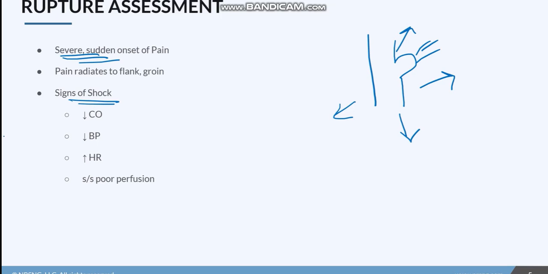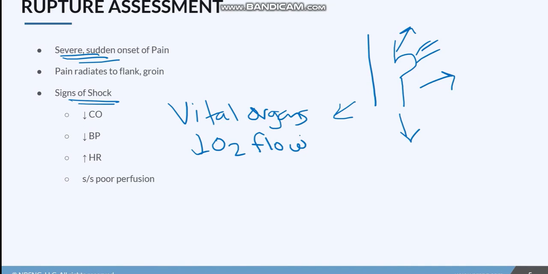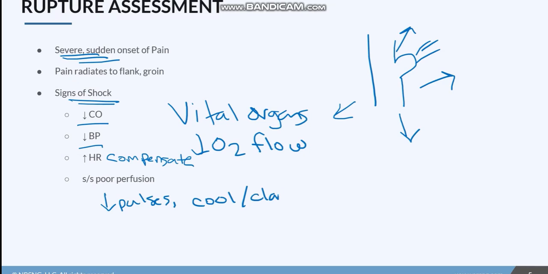Now, you'll learn more about shock in the coming lessons, but essentially, shock is a state where the vital organs are not getting oxygenated blood flow. Okay, so you see cardiac output drops, you'll see blood pressure drop, you'll see the heart rate increase to try to compensate. And then, of course, you'll see signs of poor perfusion. So you'll have decreased pulses, their skin may be cool and clammy, and they might be pale. Okay, they're going to be weak, and you might even have a decrease in LOC or some confusion because of decreased perfusion to the brain.